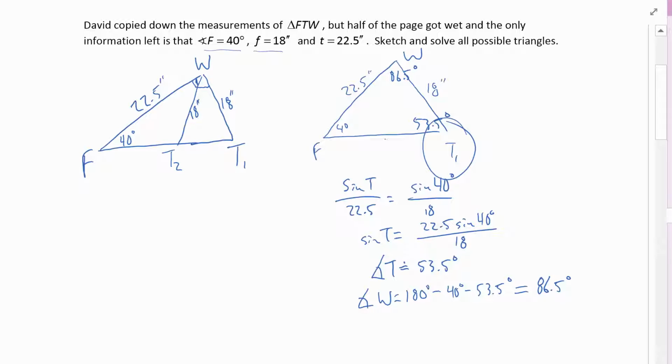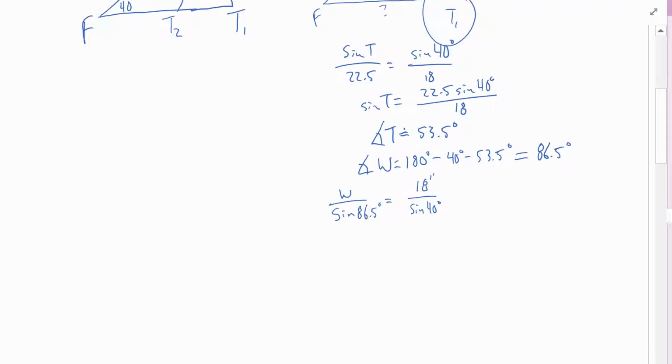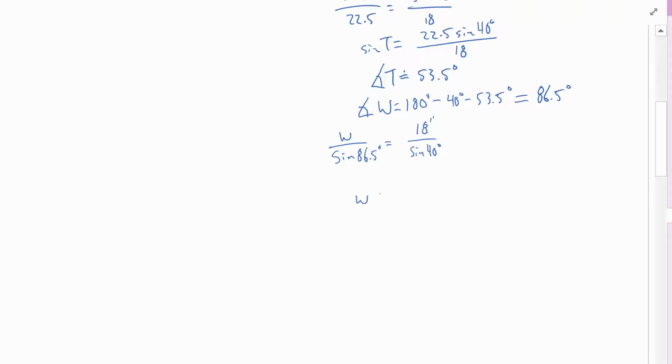The only thing missing now is little w, the side length down here. We'll solve that using sine law again. Just going to scroll down a little bit here, make some space. Little w over sine W, which is 86.5, equals, let's go with f because that was given information, 18 over sine 40. Solving for little w, multiply both sides by sine 86.5. So 18 sine of 86.5 over sine 40 degrees.